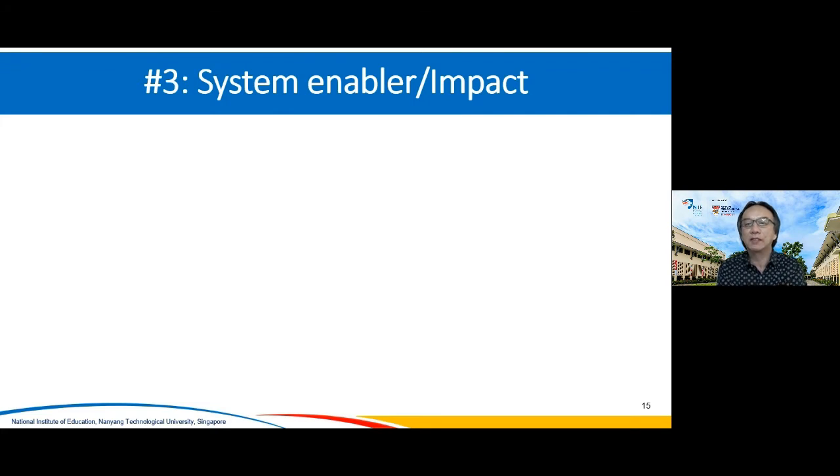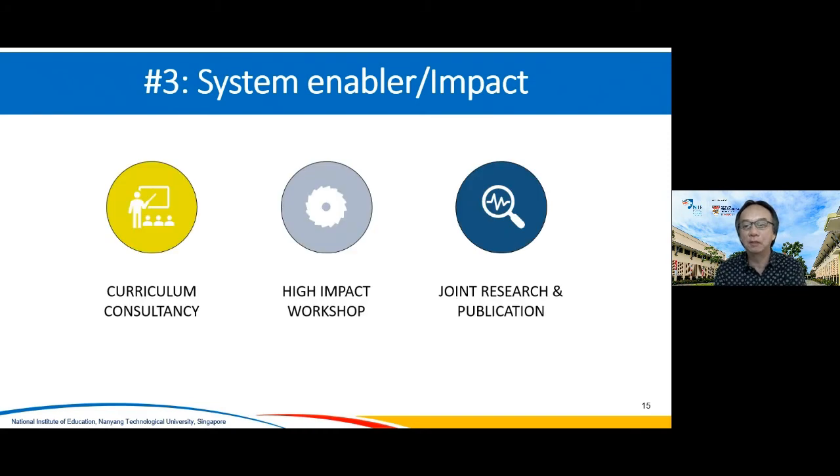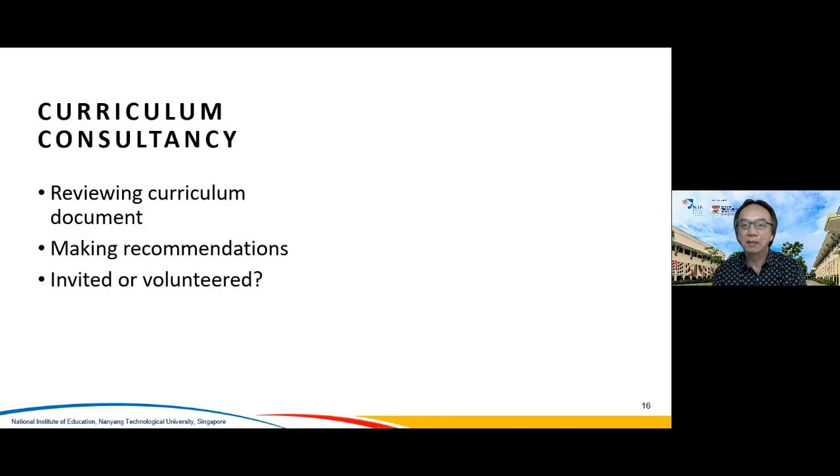Finally, the last one is system enabler of impact. I've also been involved, and I would say that the impact is still quite limited, but I'm getting there, and I will be doing a lot more of this in the future. Now, these are three major things that I've been doing in order to be able to influence policymakers and also important stakeholders in schools and in universities and also in education. First one is curriculum consultancy.